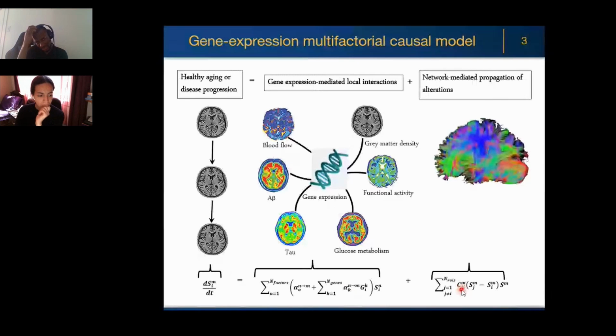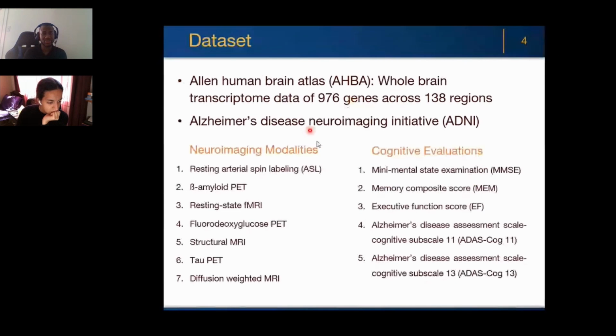In modeling the data, we used gene expression from the Allen Human Brain Atlas across 138 brain regions. We also looked at 6 different imaging modalities, which define cerebral blood flow, beta amyloid deposition, resting neuronal activity, glucose metabolism, atrophy, and tau deposition. We used diffusion MRI to get the connectivity matrix, and we also looked at 5 different cognitive evaluations.